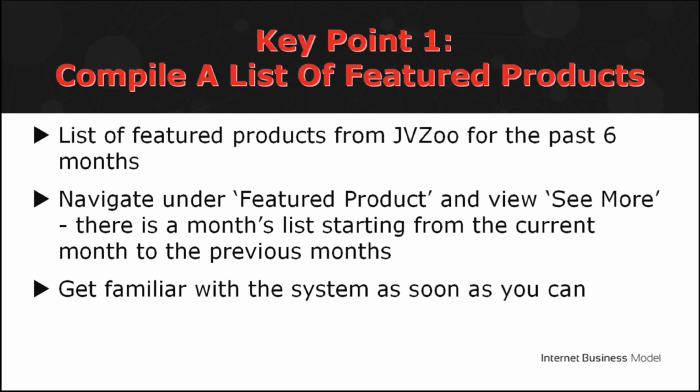You can find this information under the Featured Products section in JVZoo. You are directed to a page where you can view the top picks for the past months. On the right side of the page, you can view See More, where there is a month's list starting from the current month to the previous months. Click on the month and it brings you to the featured products of the selected month. Get familiar with the system as soon as you can.